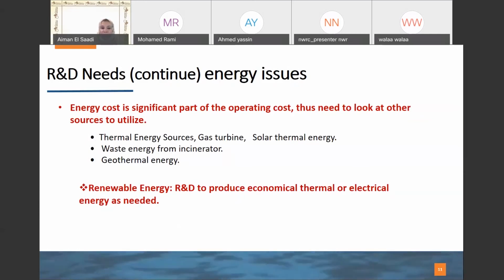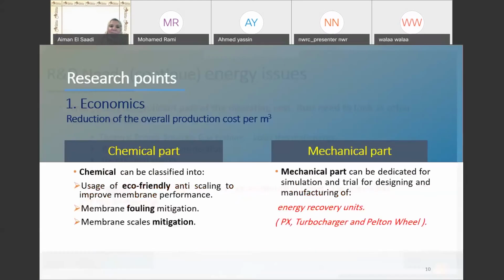the desalination problem. This research point is suitable for the desalination lab at SRU, to reduce the overall production cost per cubic meter per day.